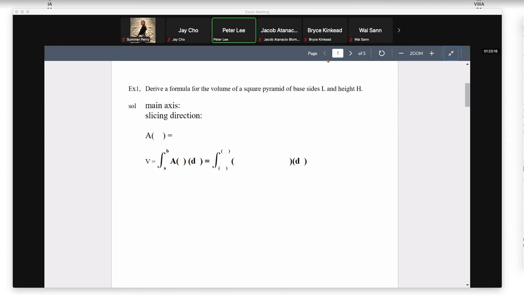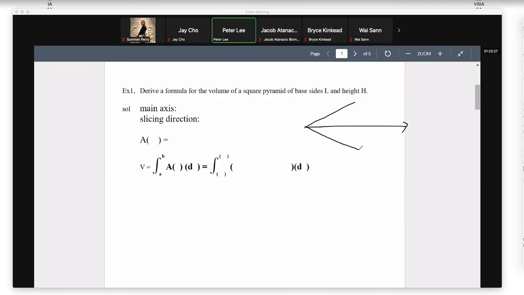So, a of x in this case, let me make some comments, annotate. When you make it like this, and then make the pyramid stand this way, the slicing direction is this. This is our height h, and this is our L right here. This graph right here is y equal to L over h, x, at this side right here.